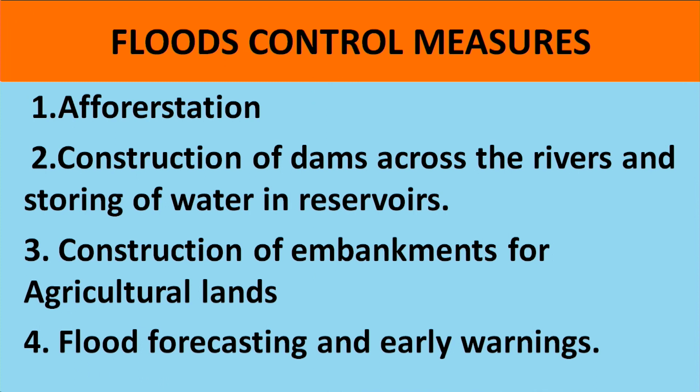What are the measures to control floods? Flood control measures are as follows. First, we need to go ahead with afforestation, which means we need to plant more and more trees. Second, construction of dams across the rivers and storing of water in reservoirs. Construction of embankments for the agricultural lands; these are the bunds which we need to put. And flood forecasting and early warnings should be given using modern technology.